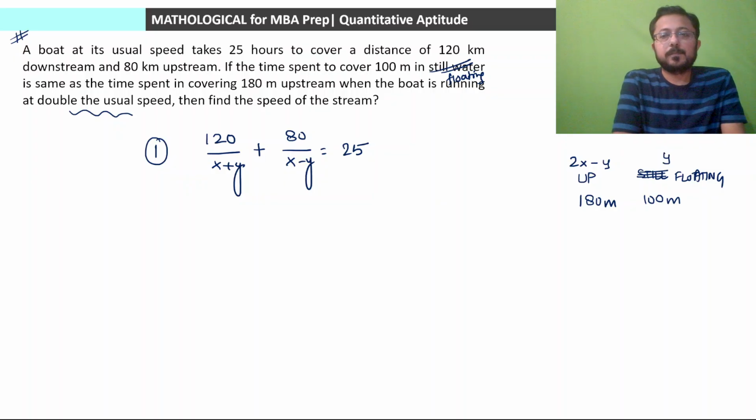Okay. In the first case, the boat is going upstream, so the time taken in traveling 180 meters is the same as when the boat is floating, where it is able to cover only 100 meters. Since time is the same in both cases, speed and distance will be proportional. So the distance is given, so what will the ratio of speeds be? In the same proportion 180:100, that is 9:5. So the ratio of speed will be 9:5.